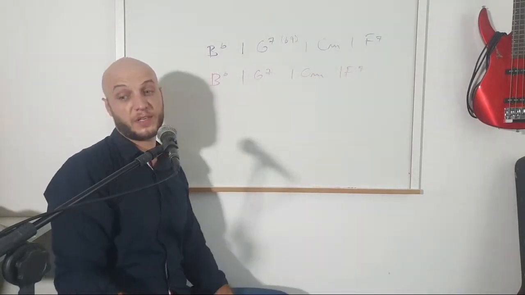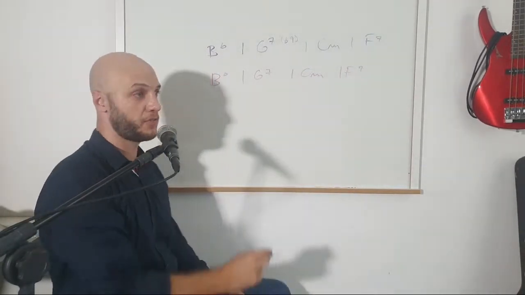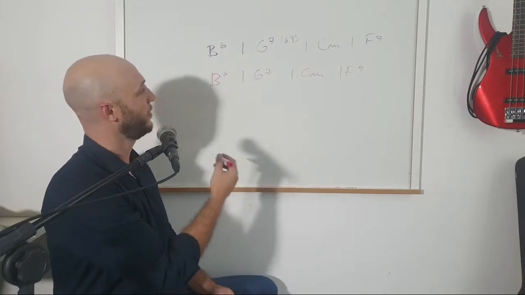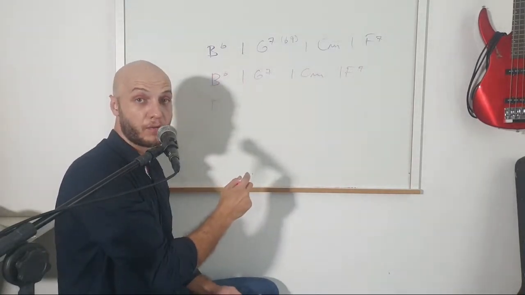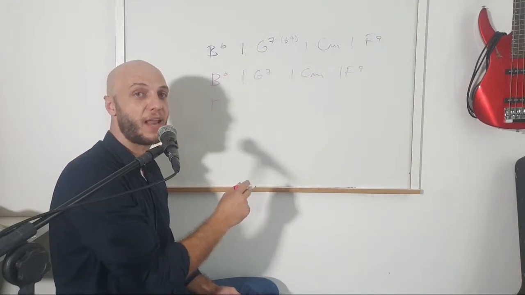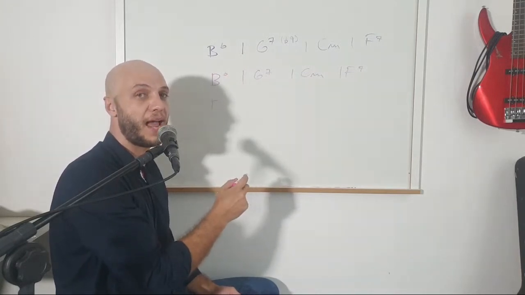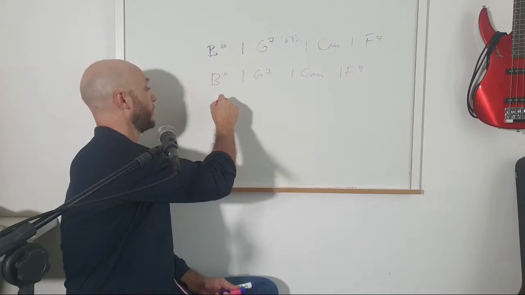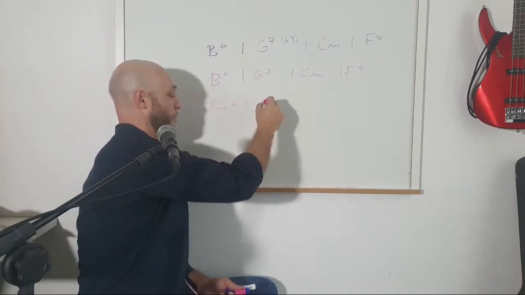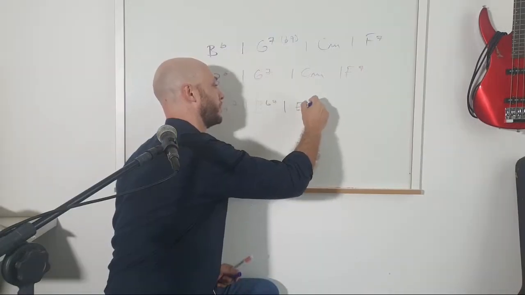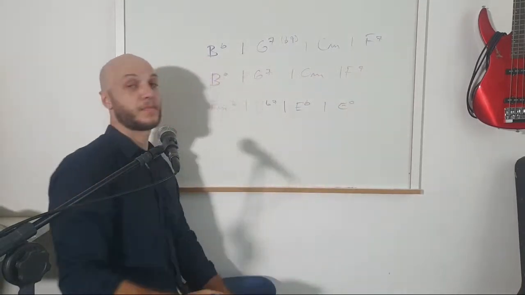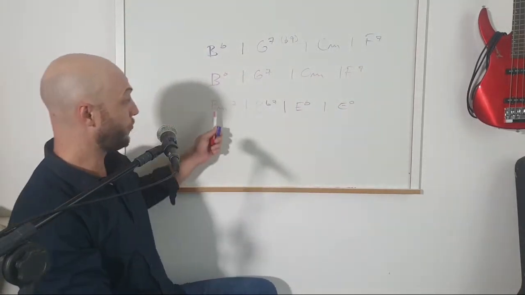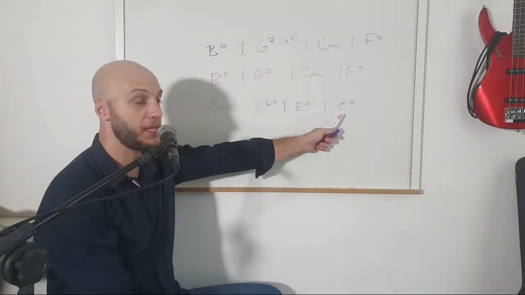Once you do this twice, it's like AABA. Here's the next part. You do 2-5-1-4. Who's the 4 in B flat? That's E flat, right? So 2-5-1 to E flat is F minor, and then E diminished.